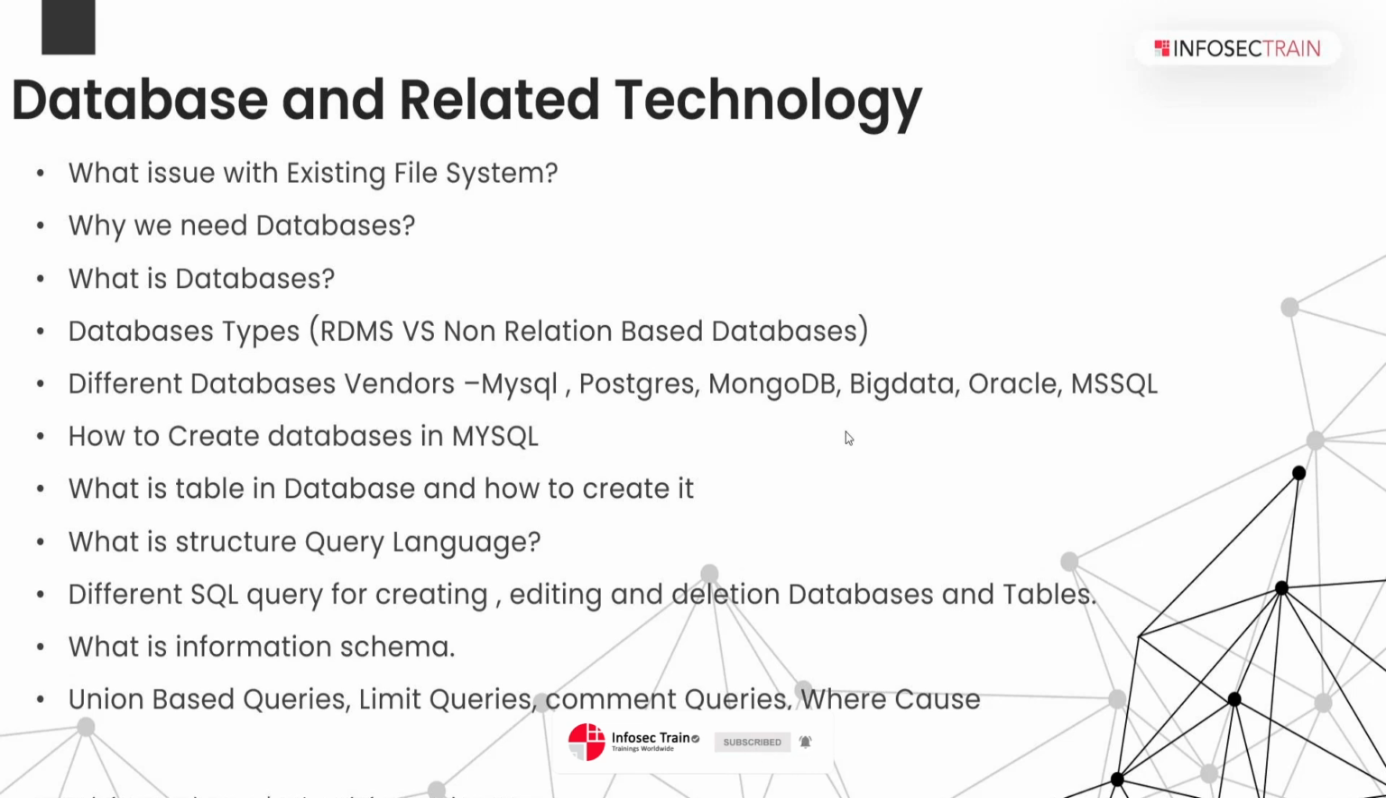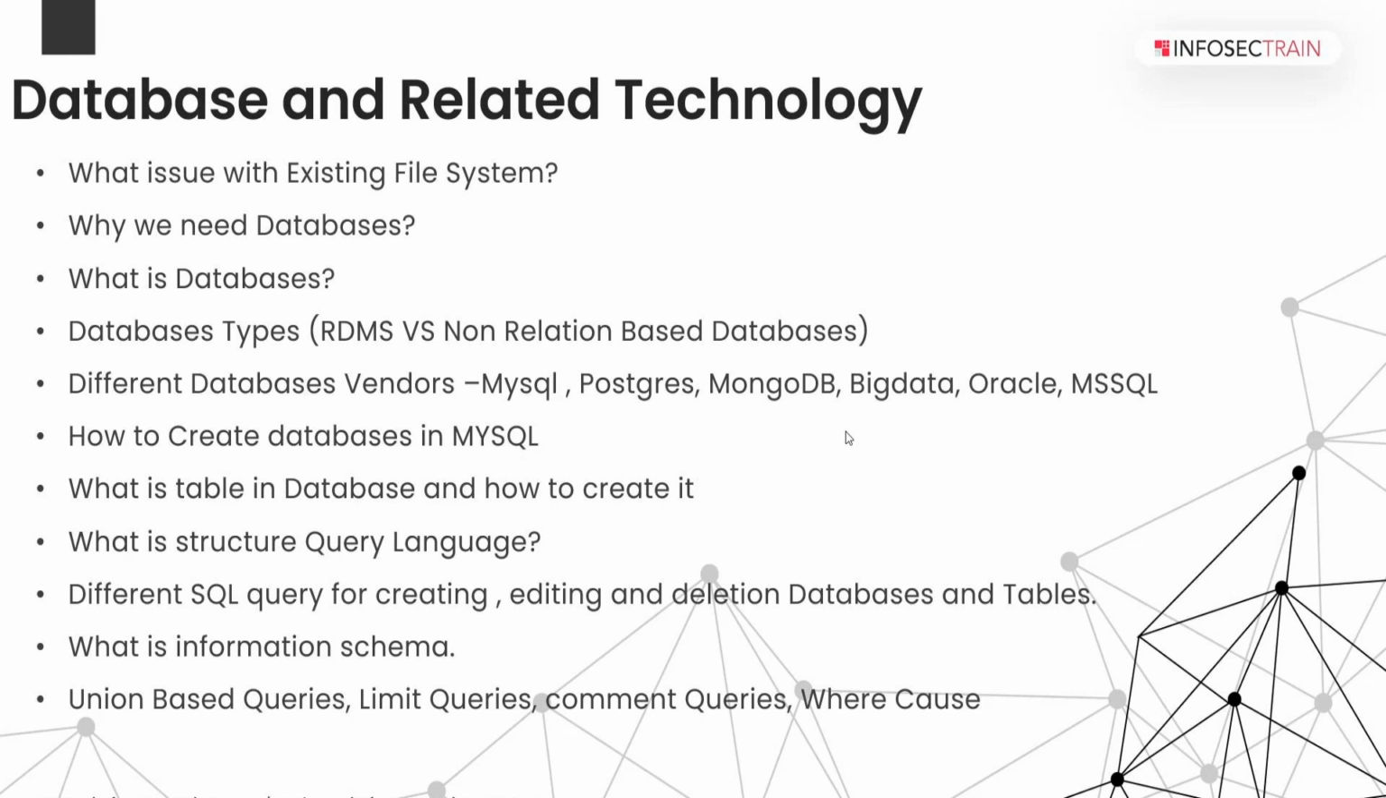So that's why we require databases, right? So what is a database? A database is basically a collection of all the tables, combined into a single unit that is known as a database. And a database has multiple tables under it, and those multiple tables have multiple columns. Okay, so there are different types of databases.